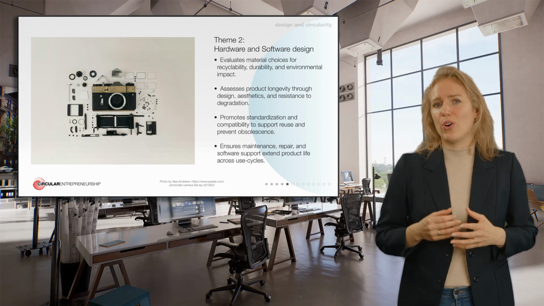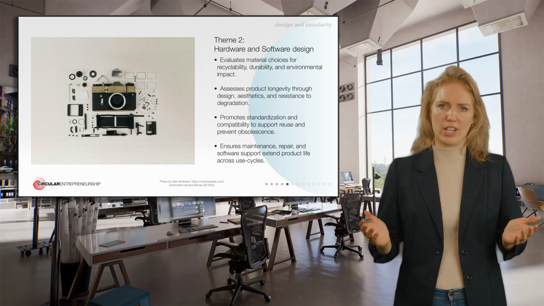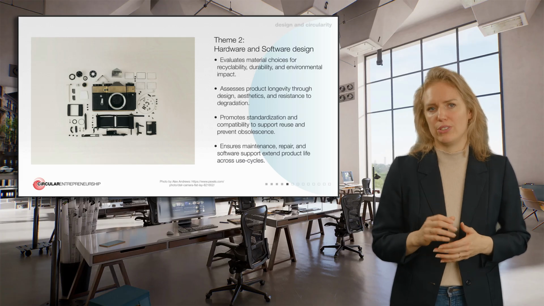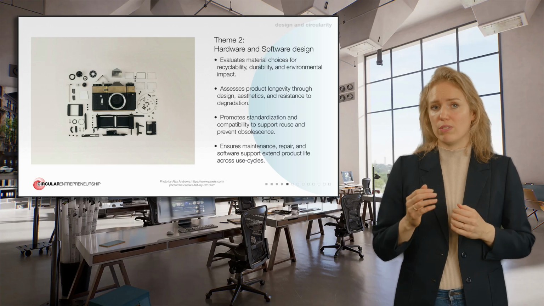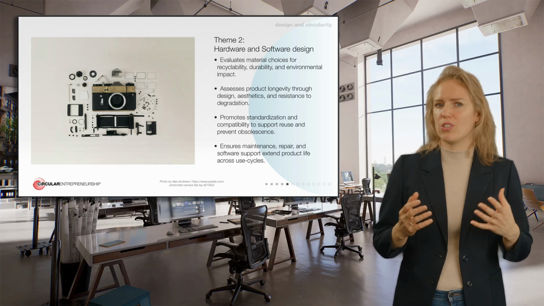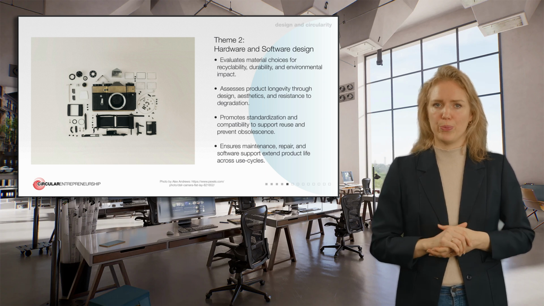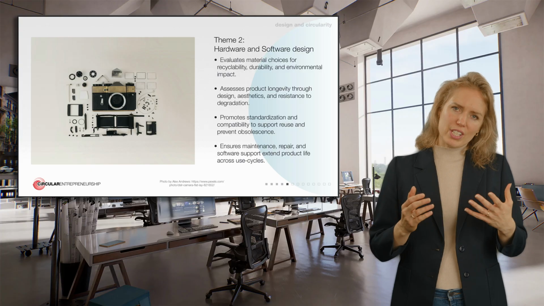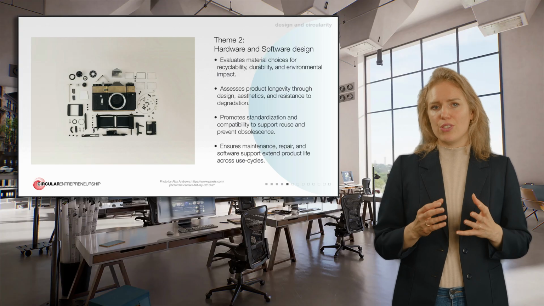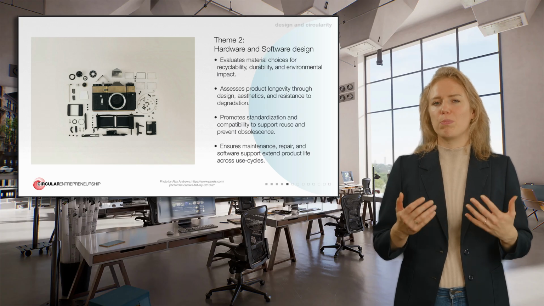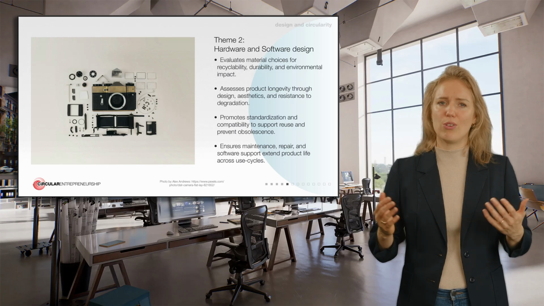Hardware and software design focuses on how a product's architecture supports circularity across the lifecycle. It begins with materials, evaluating recycled content, critical and conflict materials, and whether components are biodegradable, long-lasting, or recyclable. Longevity is assessed by comparing product lifespan to market averages, identifying degradation points, and exploring ways to enhance functionality, aesthetics, and durability over time.